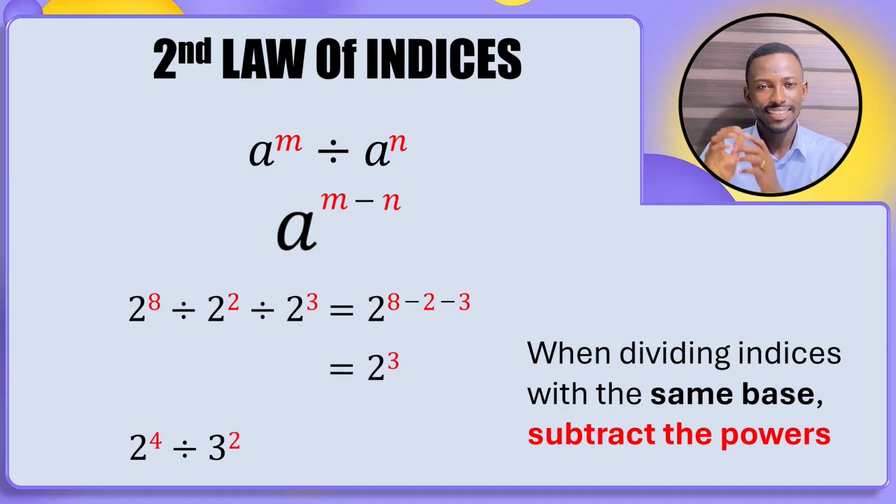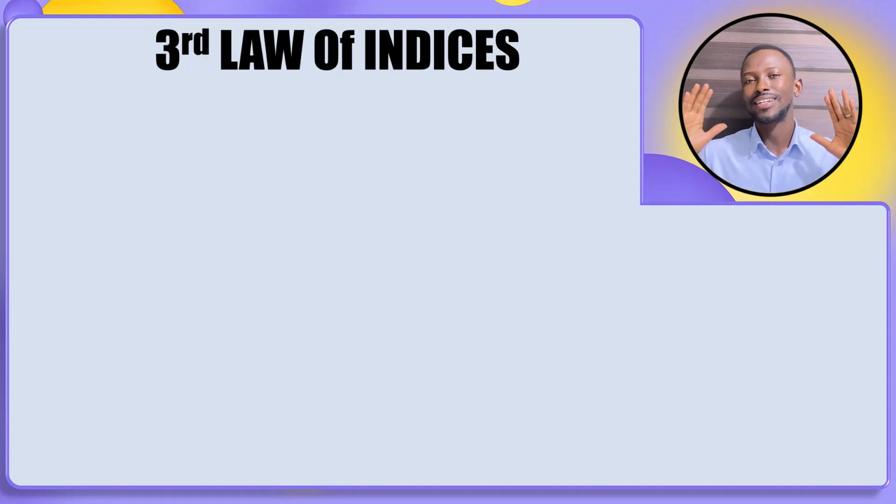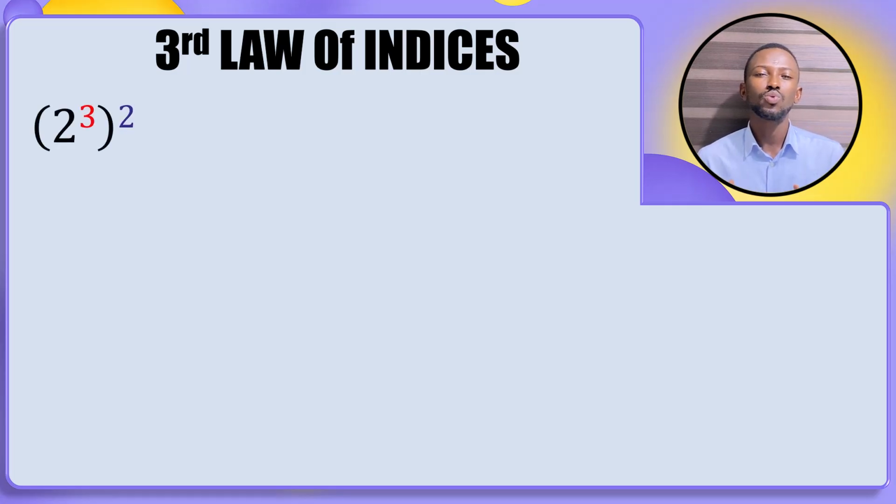So I think the first law is cleared out, the second law is cleared out. It's just one example each. Now let's look at the third law of indices, which will be the final one in this lesson. But before we look at the third law of indices, look at this question: 2 to the power 3 in brackets, raised to the power 2. Can we solve this? Yes.